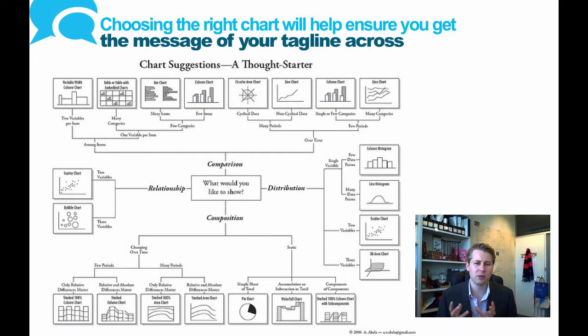So I think it's a really good way that you can sit there and go, well, if I want to show a relationship, a comparison, distribution, composition. Regardless of what I want to show, it's a really good start in order to understand which charts I'm going to use to make sure I'm getting the message of my tagline across.